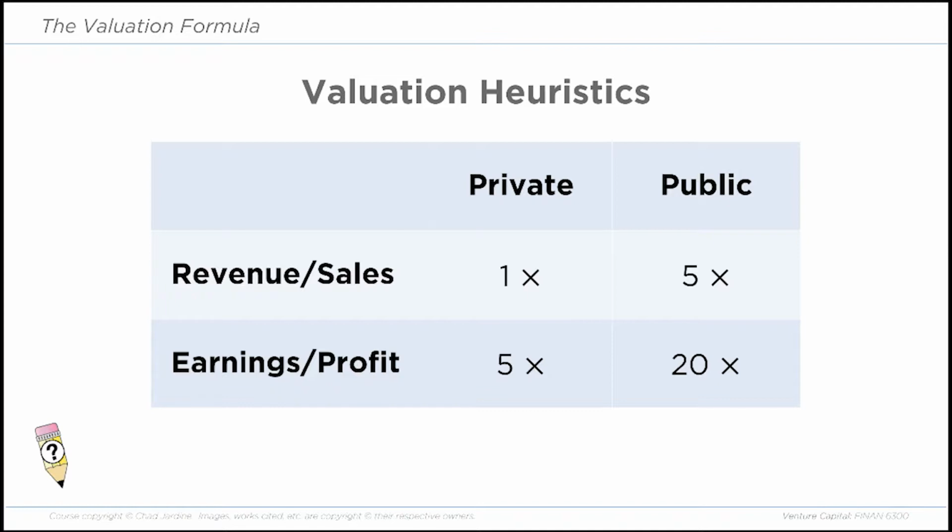For instance, if the company will have earnings of $1 million in 3 years and it's a private company, we might value the company at 5 times earnings, or $5 million. Or we could use revenue. Let's say the company will generate $3 million in revenues in the 3rd year, and we're using a 1 times multiple for private companies. That means the company is valued at $3 million in the 3rd year.